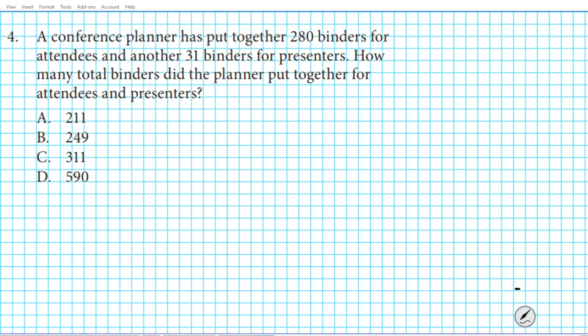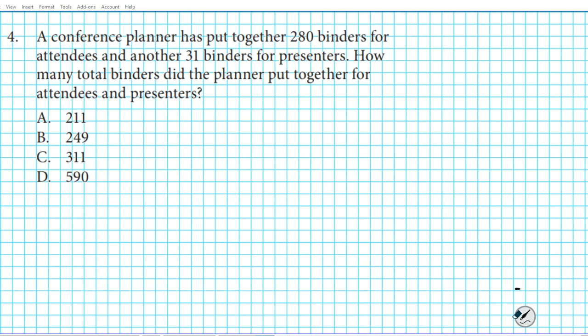Now let's take a look at question number 4. It reads, a conference planner has put together 280 binders for attendees and another 31 binders for presenters. How many total binders did the planner put together for attendees and presenters?